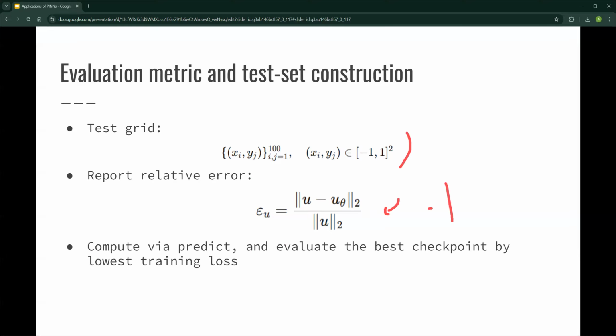This is a very simplified view. If we have a known solution, and then these would be the points from our PINN, we can just calculate the distance between the known points and the generated points from our PINN. We could compute this via the predict function, and evaluate the best checkpoint by the lowest training loss right here.